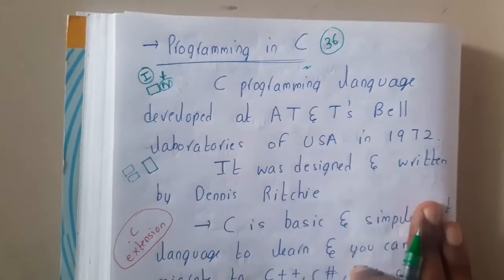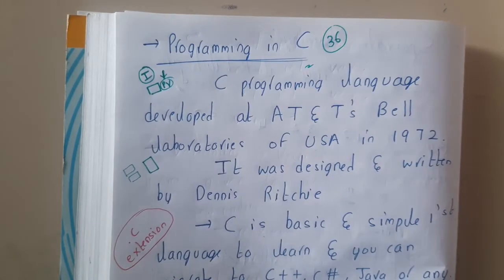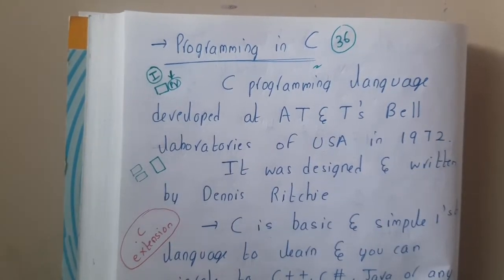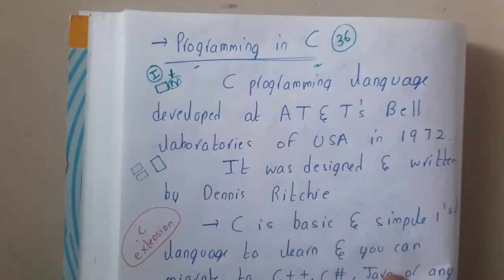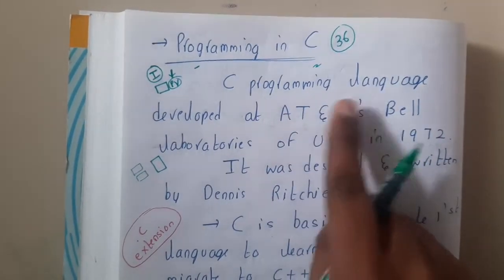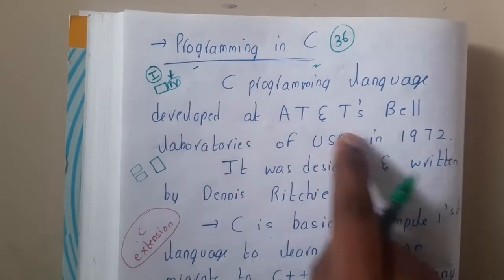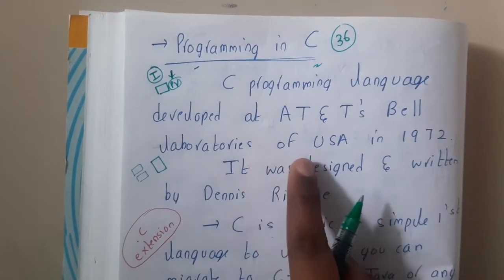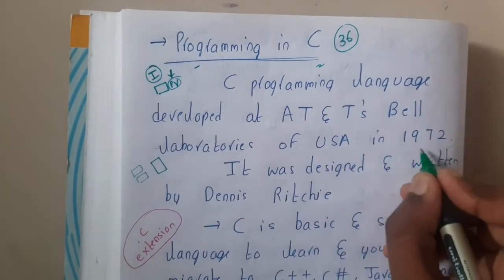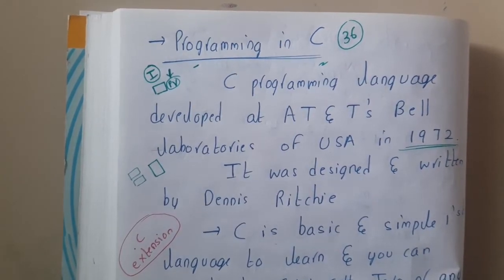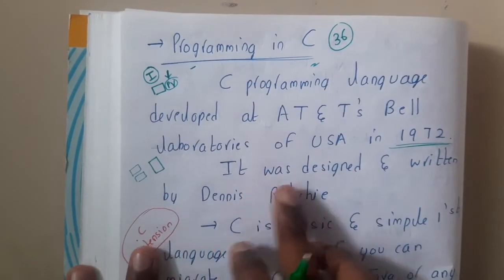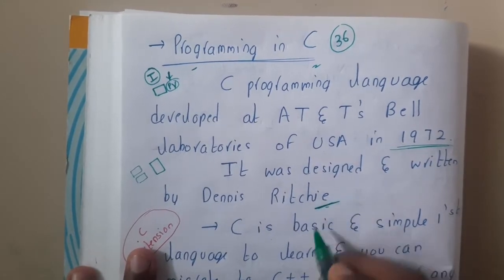So basically C programming language. Sorry for that, guys. So let us continue. C is a programming language developed at AT&T's Bell Laboratory of USA in 1972. Just to remember these things, guys, that's some basic knowledge we should have. It was designed and written by Dennis Ritchie, guys.